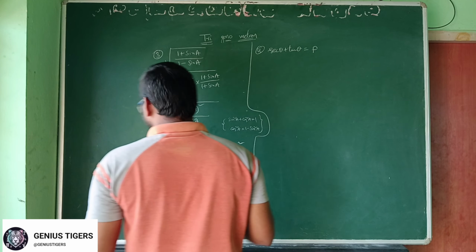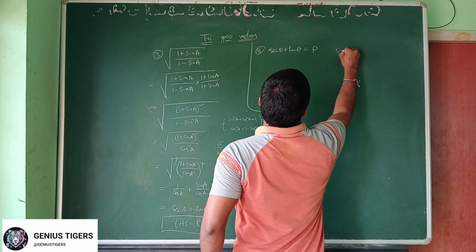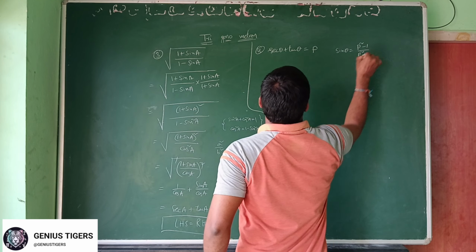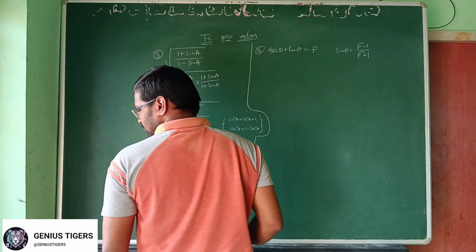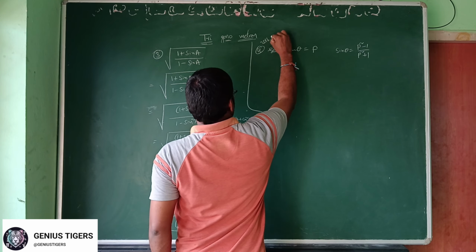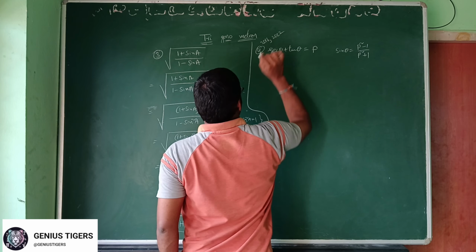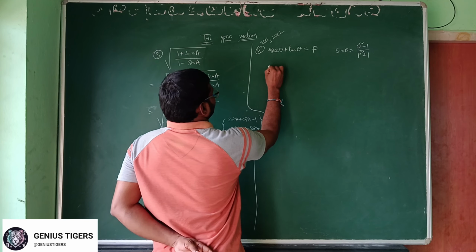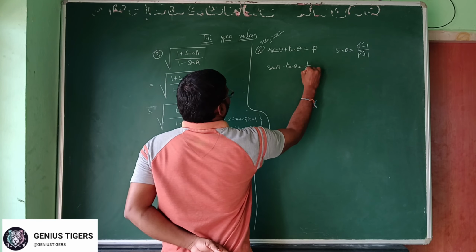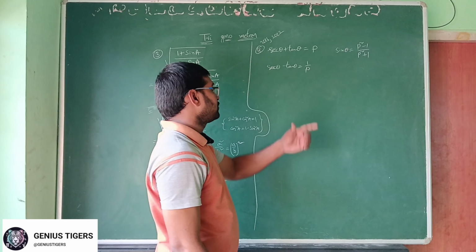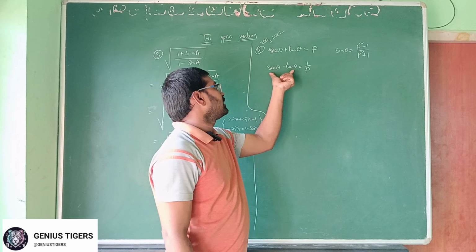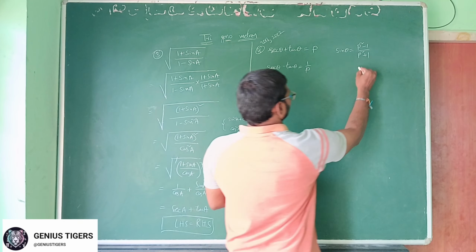Now we have to prove that sin theta equal to (P square minus 1) by (P square plus 1). This was given in 2016 and 2022. Solution: secant theta minus tan theta equal to 1 by P. Observe that from the identity, if secant theta plus tan theta is P, then secant theta minus tan theta is 1 by P. How? I'll tell now.